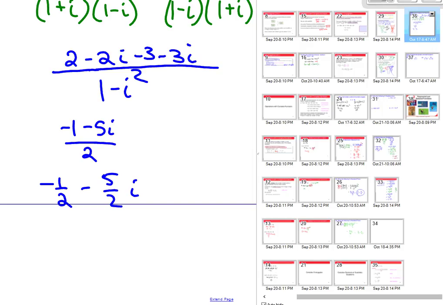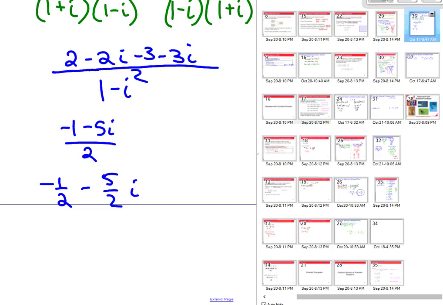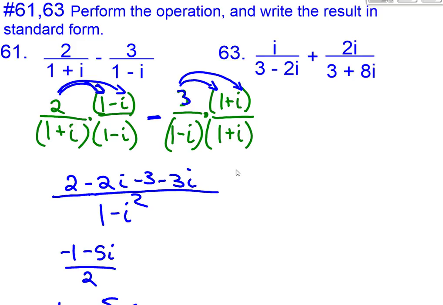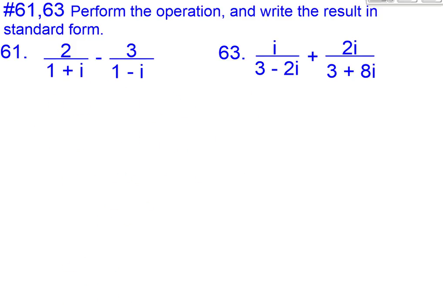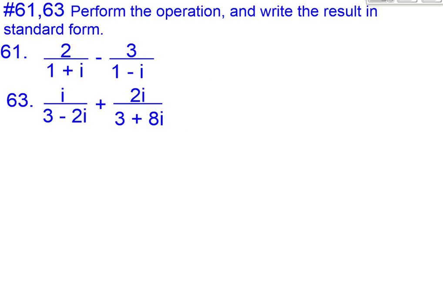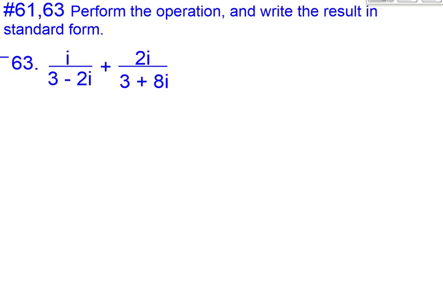I have these two problems on this one page, so I think I'll clone this page. On this second one, I'll get rid of all of that writing, and then I'm just going to slide this 63 over here. That's the one that I'll be looking at on this slide. That gives me space, because this is kind of an ugly one.